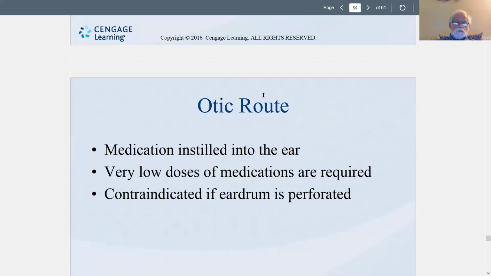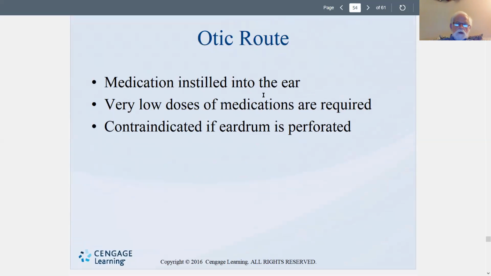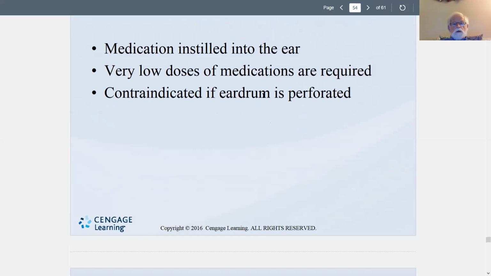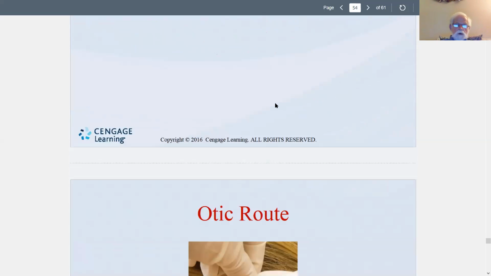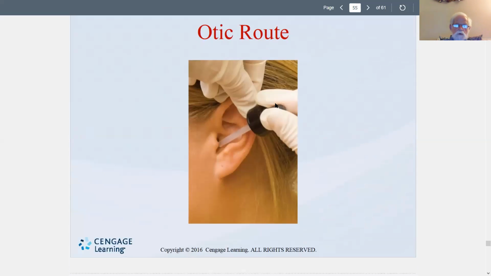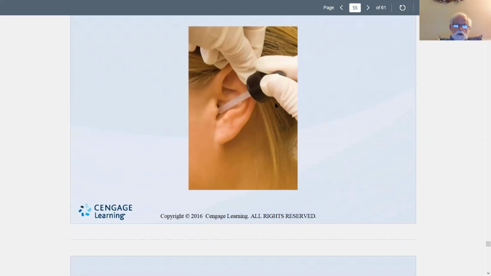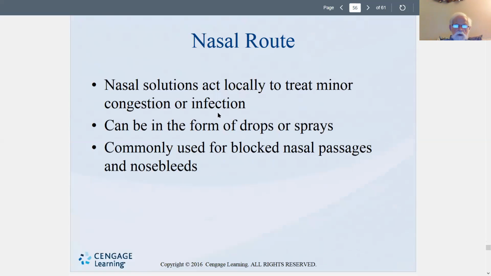Otic is ear. Again, we have low doses. Obviously, we don't want to use it if the eardrum is broken, because these things are generally only used externally in the external part of the ear. And again, we can squirt it in using, as you can see here, a very blunt tipped ear syringe.